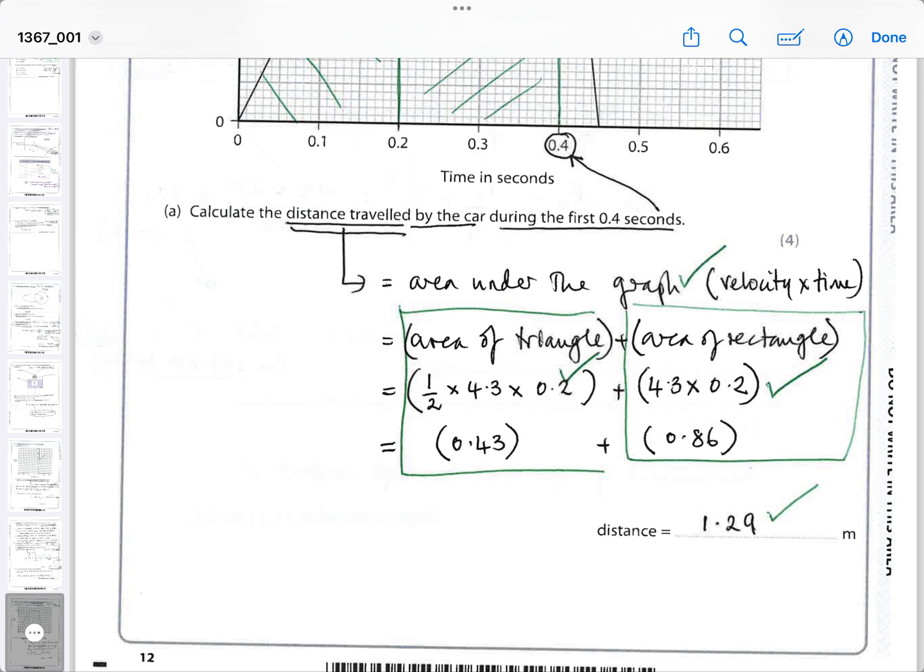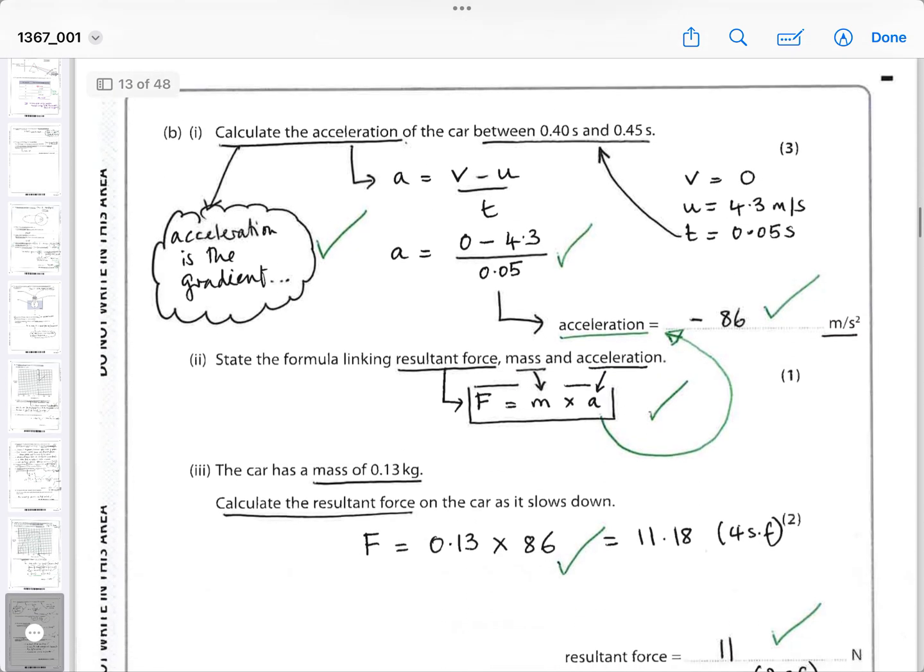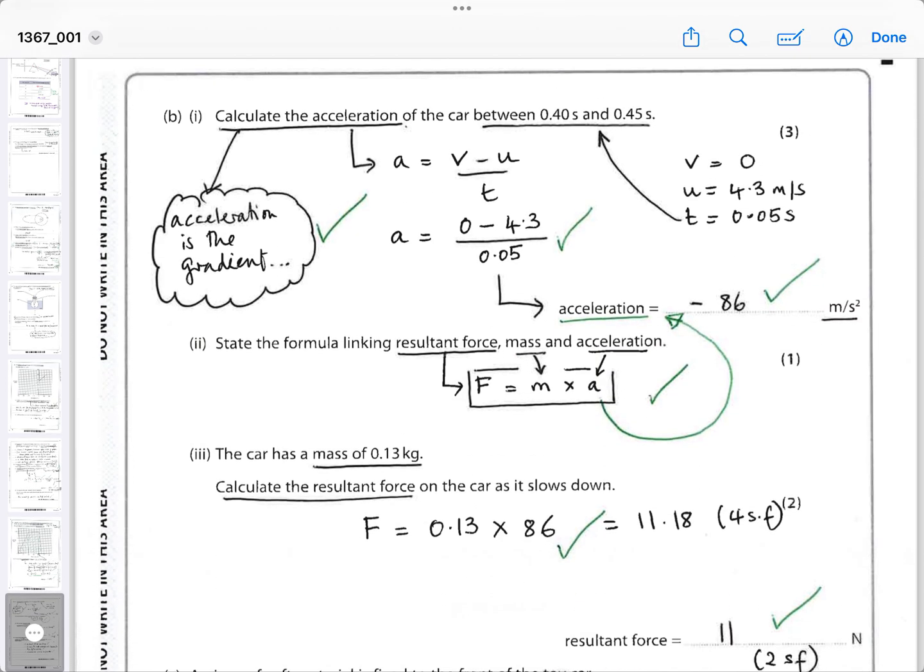One for knowing it is the area under the graph, one for doing the triangle area, one for doing the rectangle area, and one for getting the final answer correct. Okay. Then it says calculate the acceleration of the car between 0.40 seconds and 0.45 seconds, and a couple of students put that down as the time difference of 0.5 seconds. So obviously it's 0.05, so be careful with that. And it's a negative gradient, so the final velocity is 0, and the initial velocity is 4.3. So 0 minus 4.3, which will give you an answer of minus 86 meters per second squared.